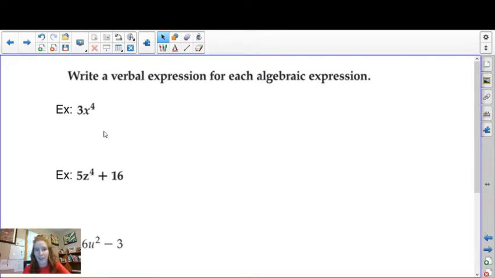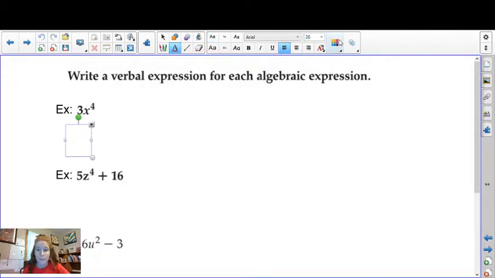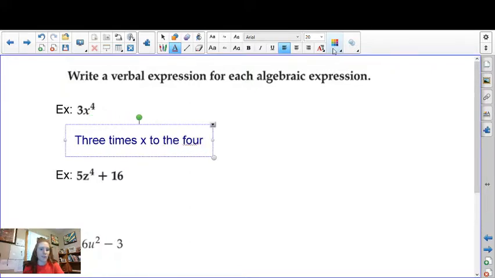So for example, that right there is an expression. What we're going to do is take this expression and write it verbally. And I cannot handwrite these sentences to save my life, so I'm going to type them. So this says 3 times x to the 4th power. That's verbal.